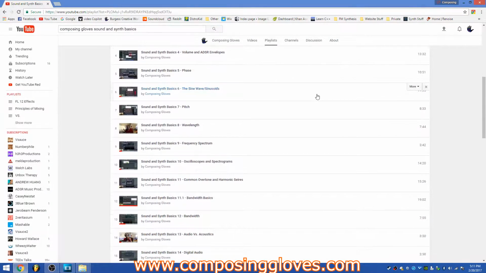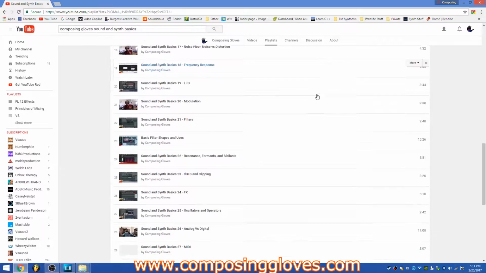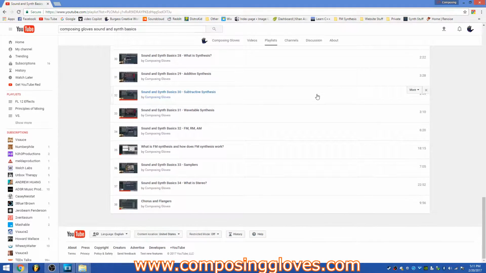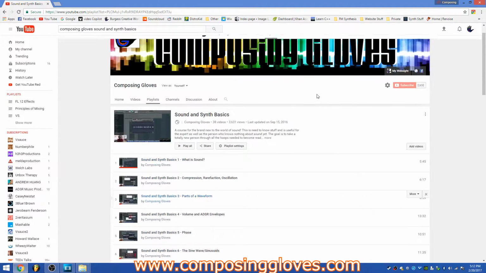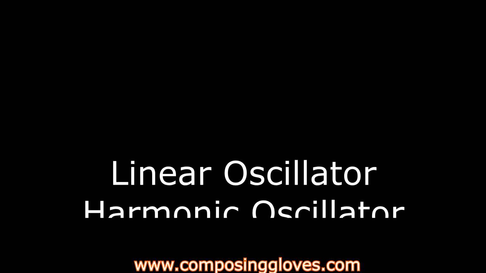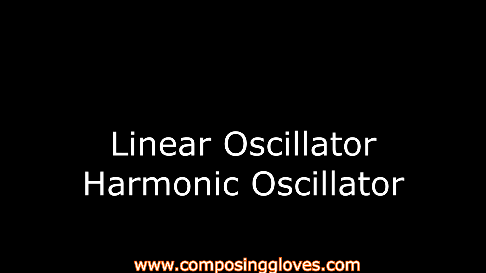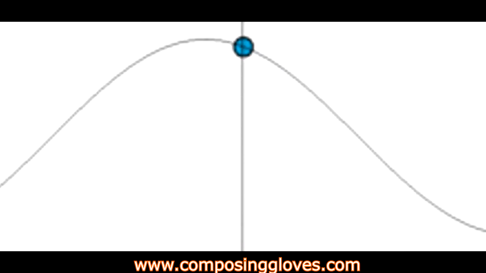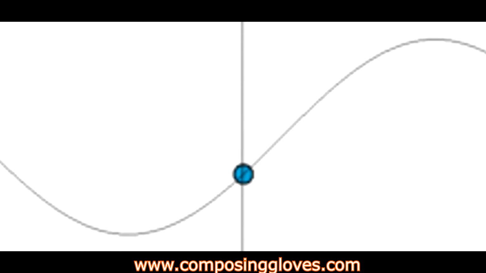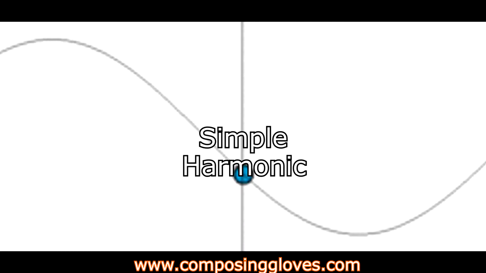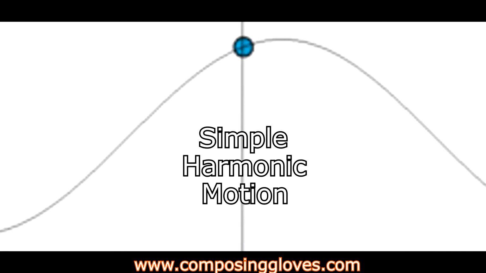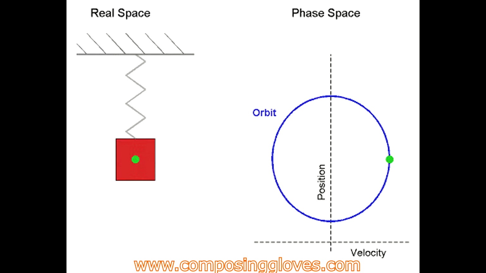It is expected that you already know the information within the Sound and Synth Basics series available on my YouTube channel. So our first topic is linear oscillators. They're also called harmonic oscillators. This is just an oscillator that moves in a line to create something called simple harmonic motion. The classic example of this is the weight attached to the spring.